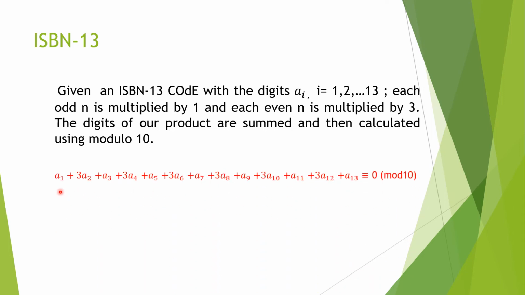A sub 1 plus 3 multiplied by A sub 2 plus A sub 3 plus 3 multiplied by A sub 4 plus A sub 5 plus 3 times A sub 6 plus A sub 7 plus 3 multiplied by A sub 8 plus A sub 9 plus 3 multiplied by A sub 10 plus A sub 11 plus 3 multiplied by A sub 12 plus A sub 13 is congruent to 0 modulo 10. So we have to use that congruence in order to calculate the check digit or to say that the given ISBN 13 is valid.